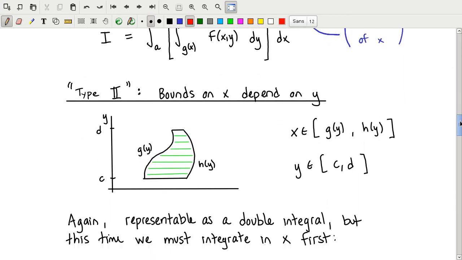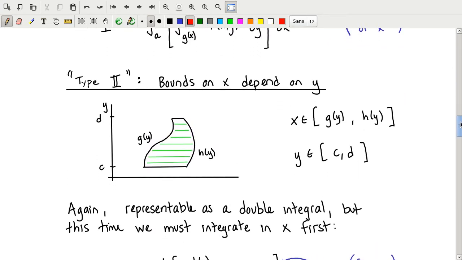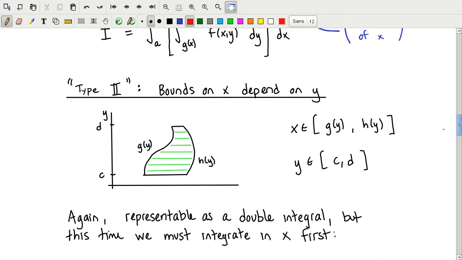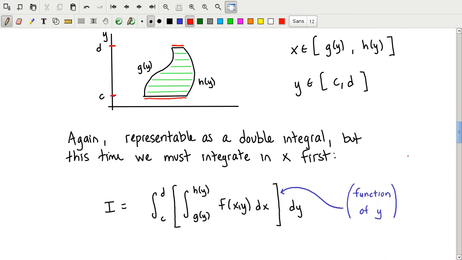So very similar story for the other type of integral that our book defines. It calls them type 2 domains. Here it's just a 90-degree rotation of the previous case. It's where the y boundaries are straight lines corresponding to y equals c and y equals d. But the boundaries on x are now functions of y. So y lives on the domain c comma d, but the domain of x depends on y. So again, this can be representable as a double integral, where we integrate first with respect to x, and the bounds on x depend on y.